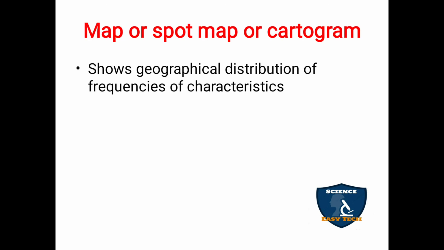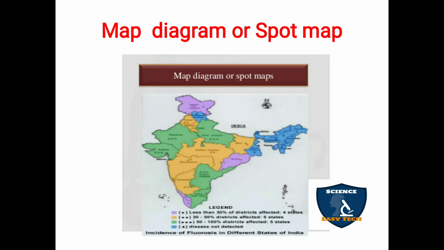Next, map or spot map or cartogram. This shows geographical distribution of frequencies of characteristics. Let me show an example. This is a map diagram or spot map or cartogram representing incidence of fluorosis in different states of India.